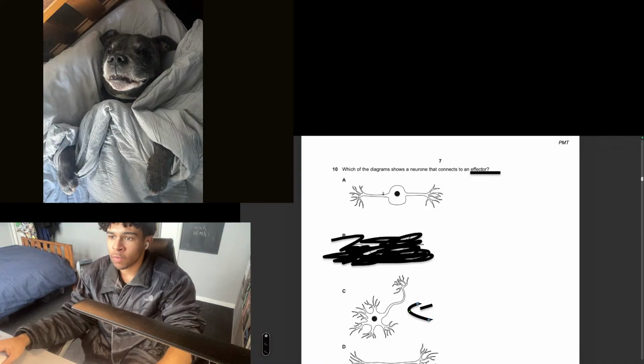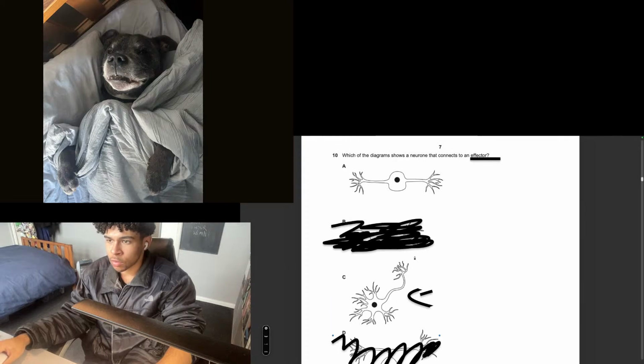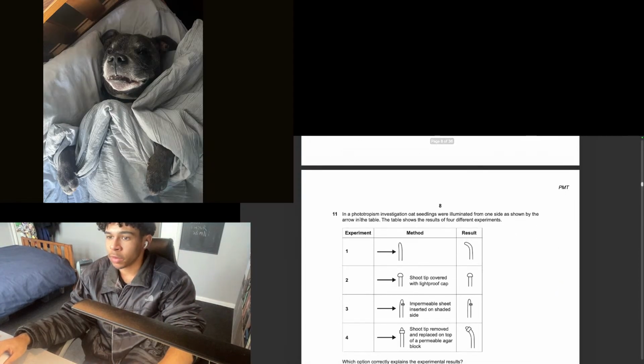This, I don't think that is a neuron. I don't think that's real. This is a relay neuron. This is a sensory, I don't actually know. All I know is that it's C. Okay, so that's 10 out of 10. Again, I'm taking longer on this, but I could actually get those done in a couple minutes.